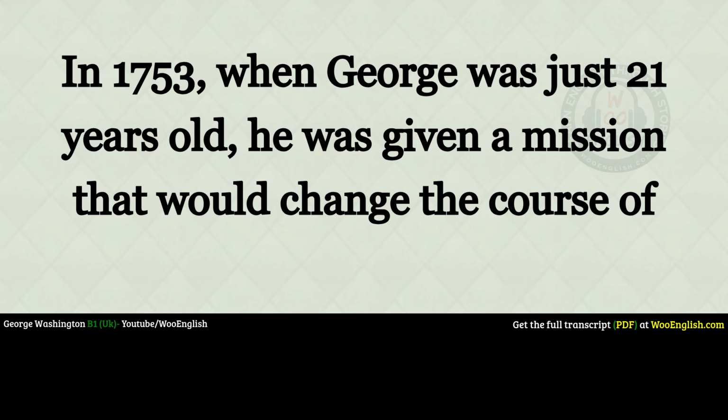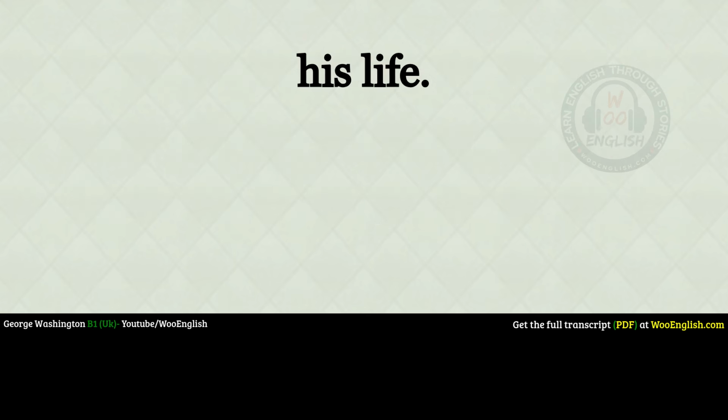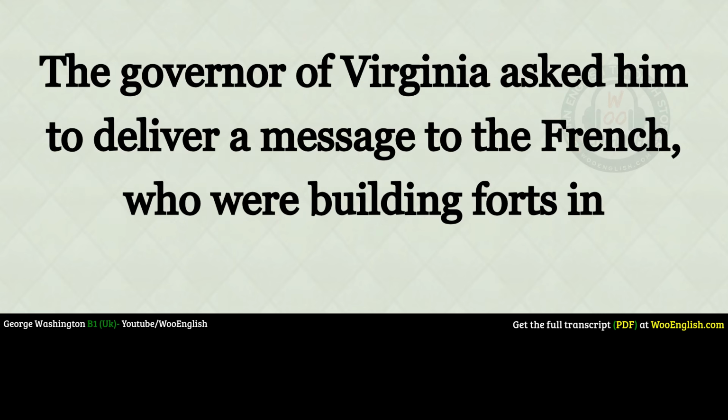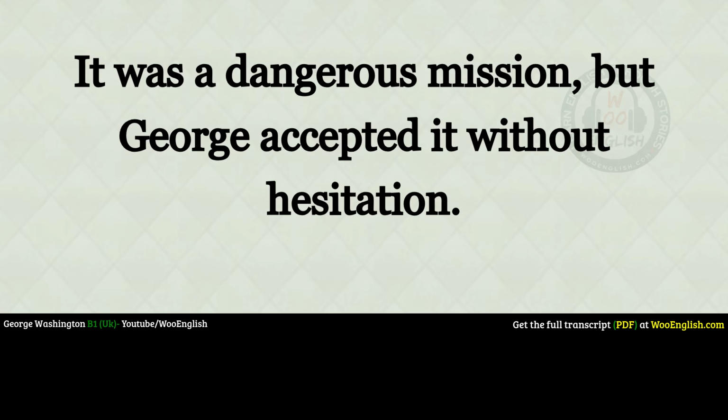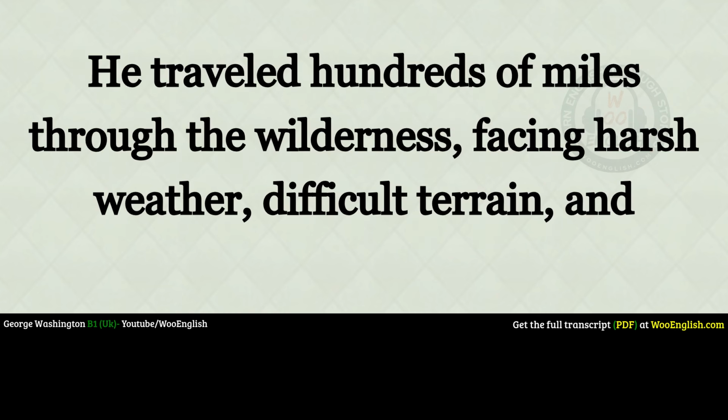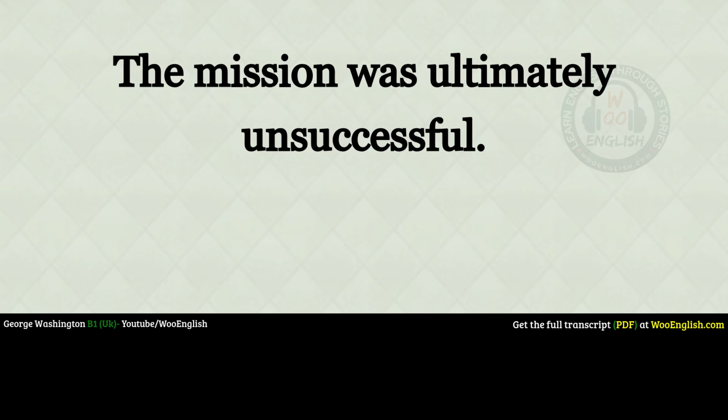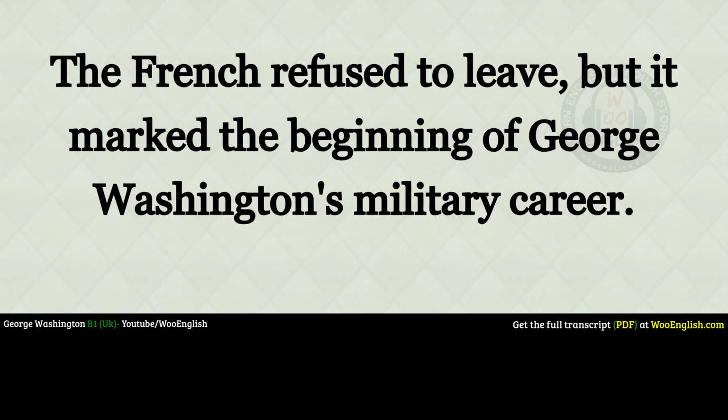In 1753, when George was just 21 years old, he was given a mission that would change the course of his life. The governor of Virginia asked him to deliver a message to the French, who were building forts in the Ohio Valley, a region claimed by both the British and the French. It was a dangerous mission, but George accepted it without hesitation. He traveled hundreds of miles through the wilderness, facing harsh weather, difficult terrain, and the constant threat of attack. The mission was ultimately unsuccessful. The French refused to leave, but it marked the beginning of George Washington's military career.